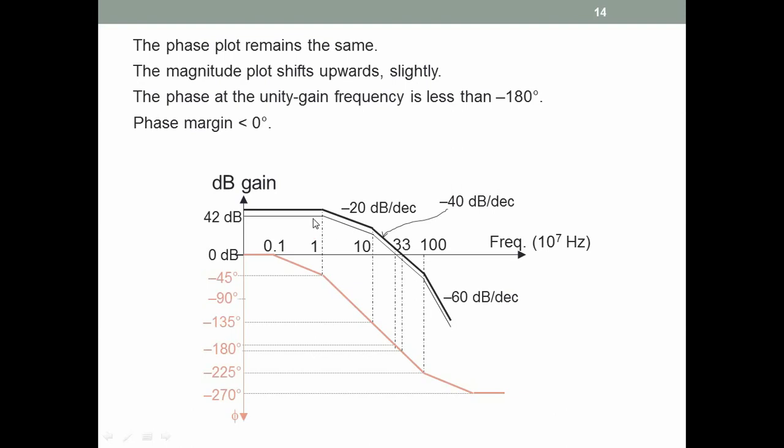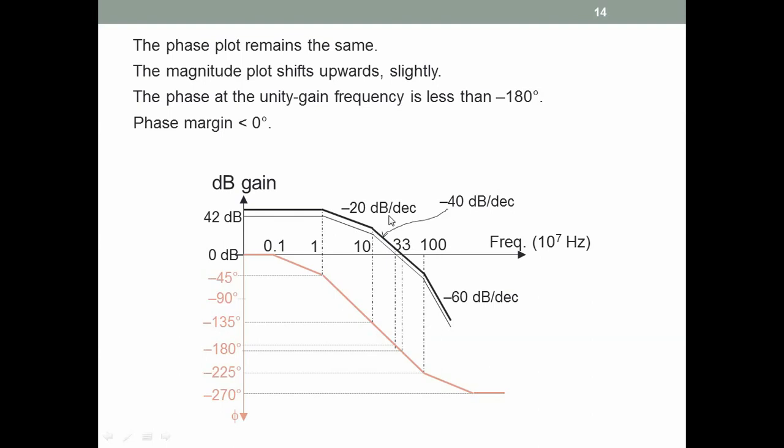So basically what happens to, let's think about it. What happens to a Bode plot when its low frequency gain is increased? All that happens is that the entire magnitude plot shifts upwards. So earlier whatever the gain was, there's a new gain, and everything just shifts upwards by that change. So that is what happens.